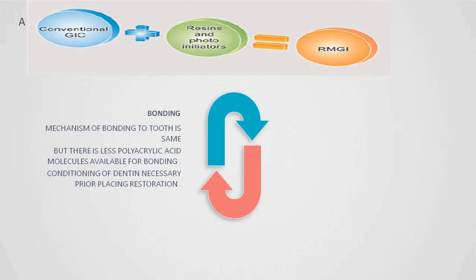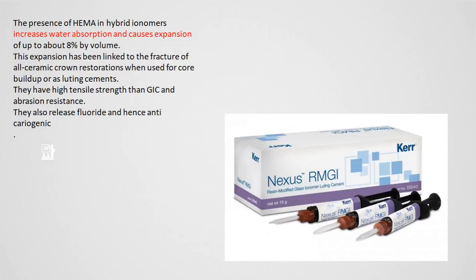It binds similar to that of the tooth, similar to that of conventional GIC, but the amount of free polycarboxylic groups that are available for bonding to the tooth is less. Hence, a separate bonding step is required for the hybrid ionomers or resin modified glass ionomers. Due to the presence of the hydrophilic hydroxyethyl methacrylate, they tend to absorb water and expand, which may cause damage to the all ceramic restorative materials.